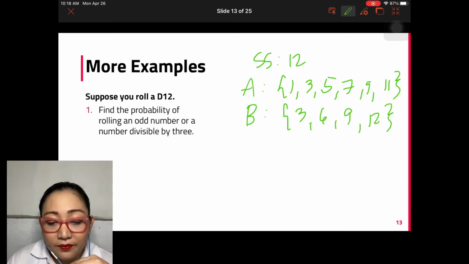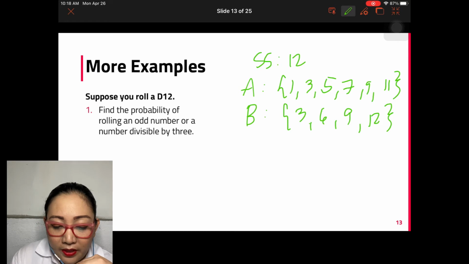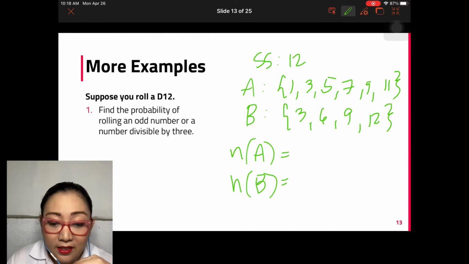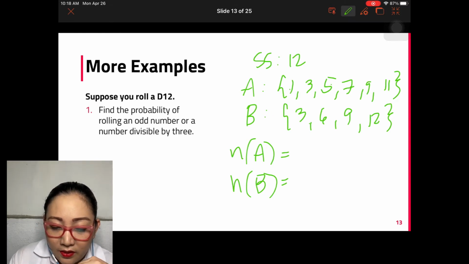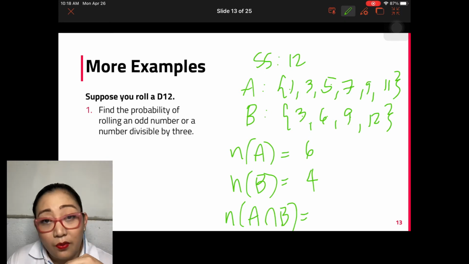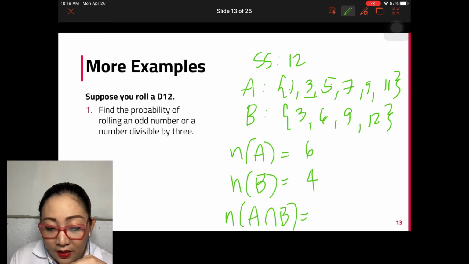Okay? So from here, we can actually determine what is n of A and what is n of B para makuha natin yung probability. So n of A, 1, 2, 3, 4, 5, 6. We have 6. Ang n of B natin ay 1, 2, 3, 4. Question, meron ba tayong intersection? Meron yan. We have 3 and 9.